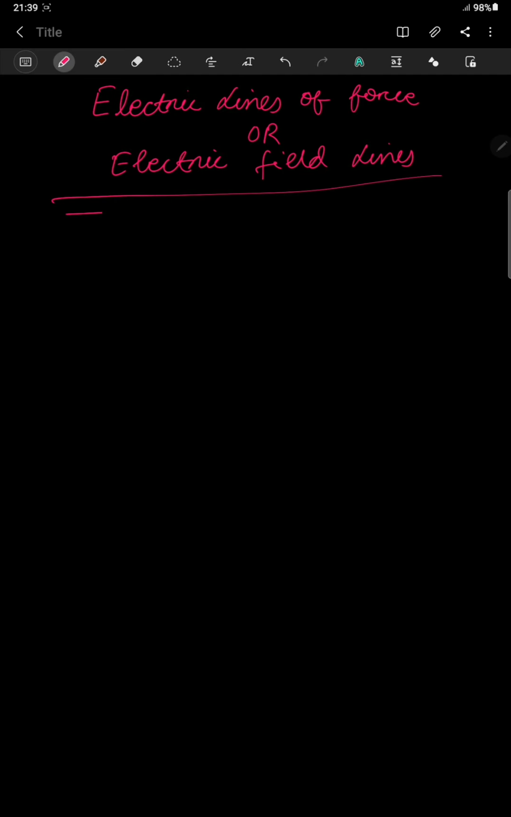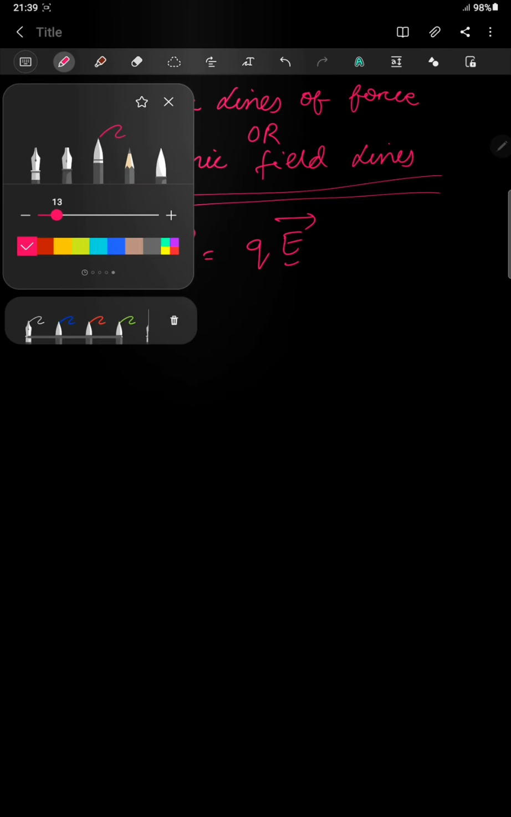Now, why is this called electric lines of force? Because of this relation, F vector is equal to QE. That means your electric field and the force are in the same direction. Electric lines of force. Okay. Now, what is the meaning of that?